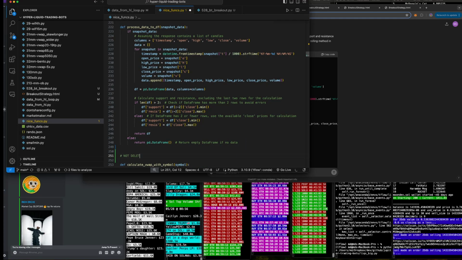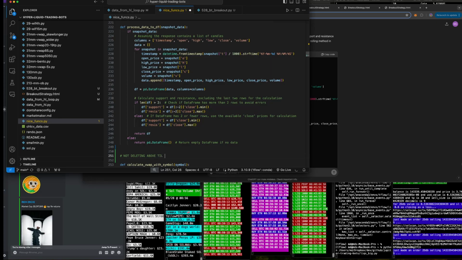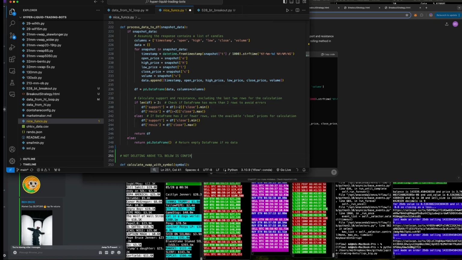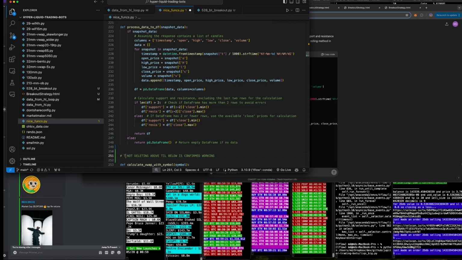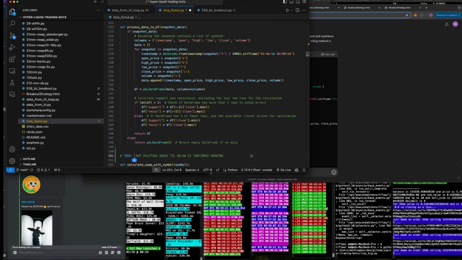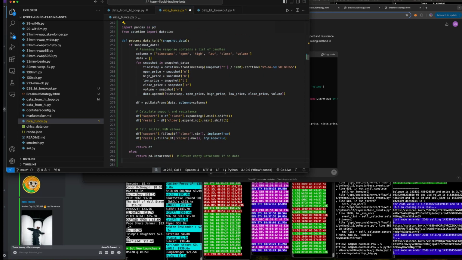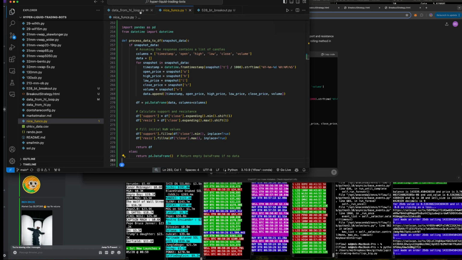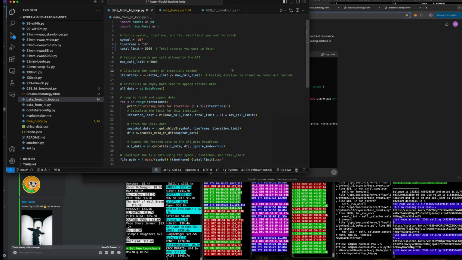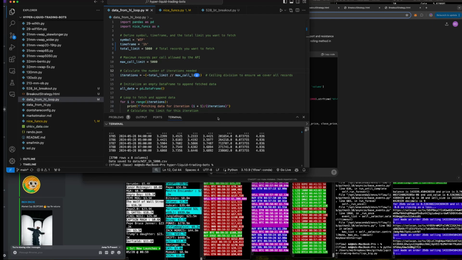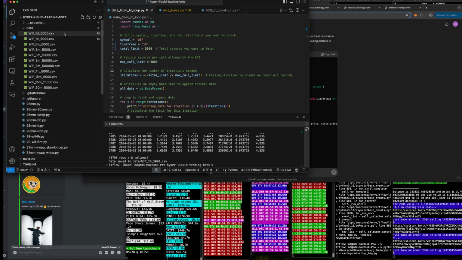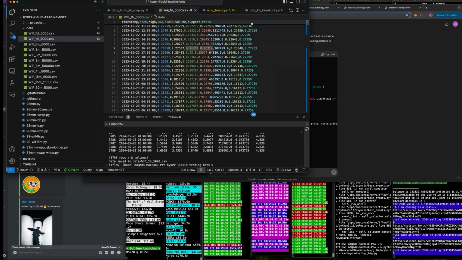Not deleting above till below is confirmed working. That's a to do for sure. Okay, let's go ahead and run it again. Let's get the data. Let's go get that hour data. Boom, it's fetching the data. Okay, now it's got it. Let's check it out. See, it's 1 hour.